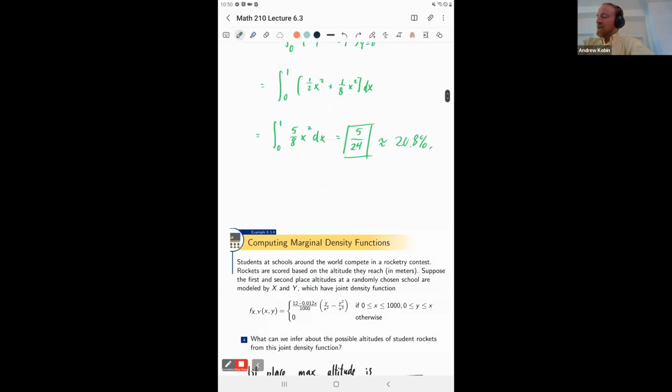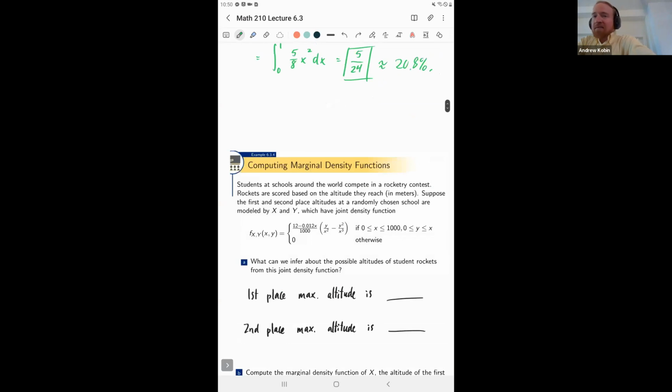And I'll break it into a few parts. You can rewind the video a bit to see all 4 parts together if you like. So to compute marginal density functions, let's consider the following setup. Students at schools around the world, especially in a physics class in middle or high school, often will construct rockets to learn about physics and velocity and acceleration and trajectories and things like this. So let's say some students around the world all come together and compete in a rocket contest. And rockets are scored in this contest based on just the pure altitude off the ground that they reach, let's say in meters to give it some units.